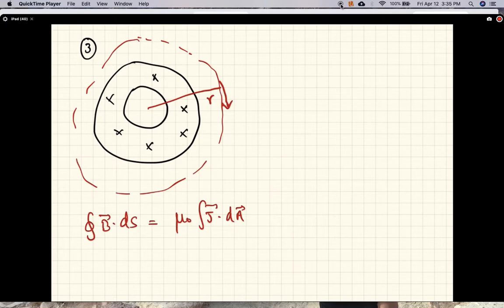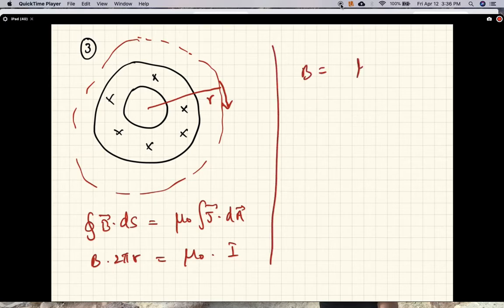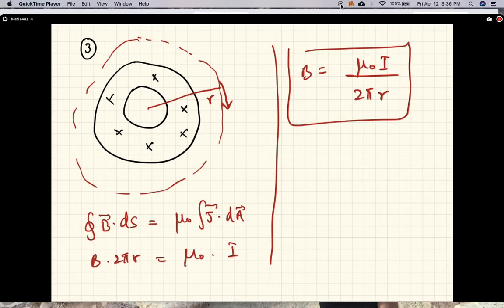So this is equal to B times 2 pi r. It's equal to mu naught times I, the entire current. The current density integrated over the whole region is I. So B is just mu naught I over 2 pi r, which is the expression for a thin wire carrying current I. So the magnetic field at this point would be the same.